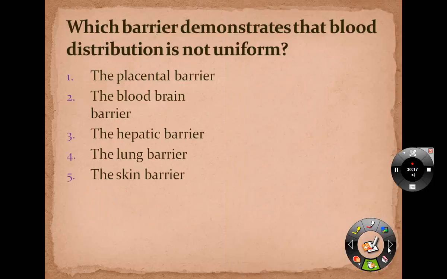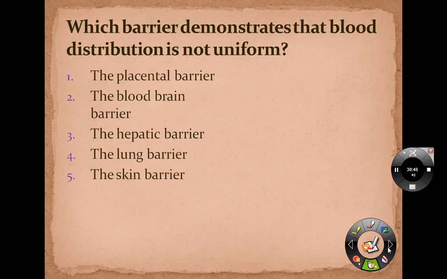So which of these barriers demonstrates that blood distribution is not uniform? The placental barrier, the blood-brain barrier, the hepatic barrier, the lung barrier, and the skin barrier. Do you guys know what those barriers are? Placental barrier, what is that? Like in the womb. It's between the mother and the developing fetus. There's a blood barrier between them to prevent infections and toxins from crossing into the developing fetus.